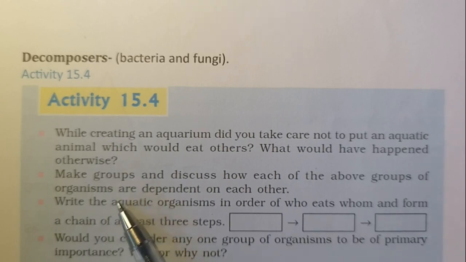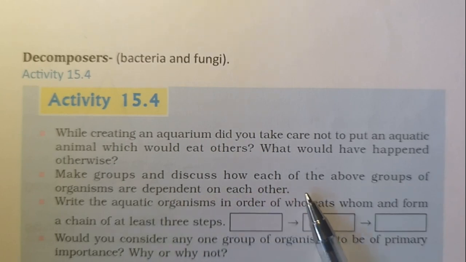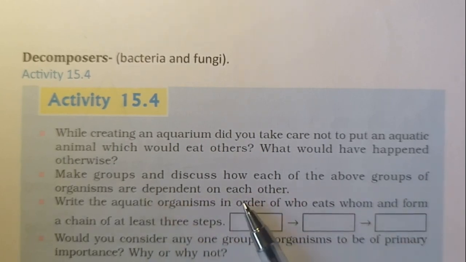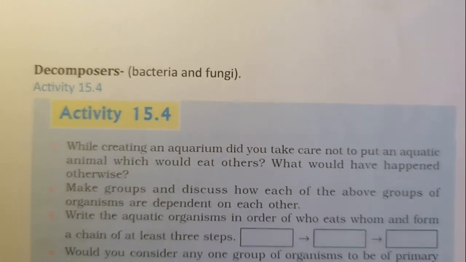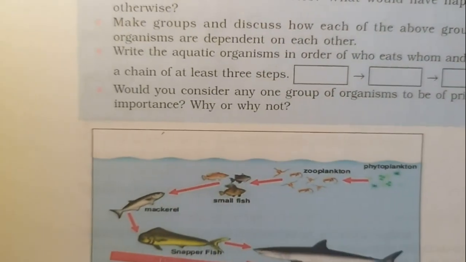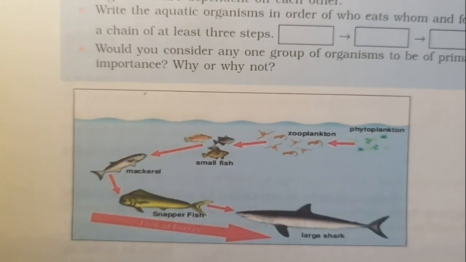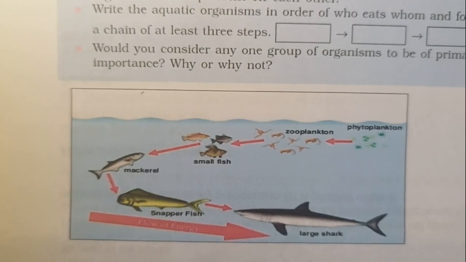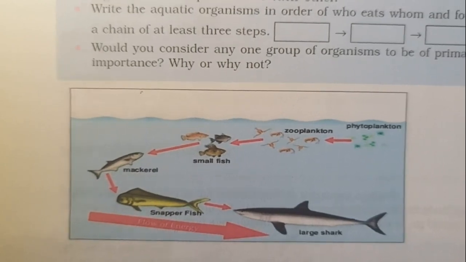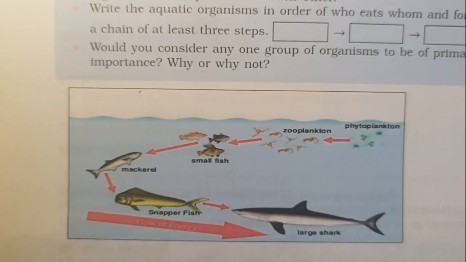Second point here, make groups and discuss how each of the above groups of organisms are dependent on each other. So we've seen in the last lecture as well, and I'll take you through it again. In an aquarium, you can make it a completely artificially fed type of aquarium, where you are feeding the fish and cleaning the aquarium regularly, and sending oxygen through the oxygenator or aerator.